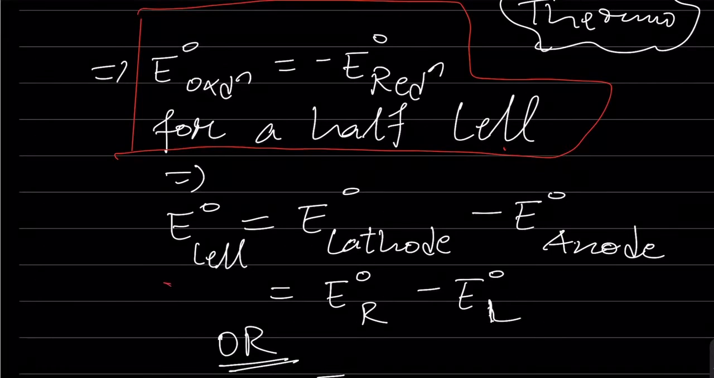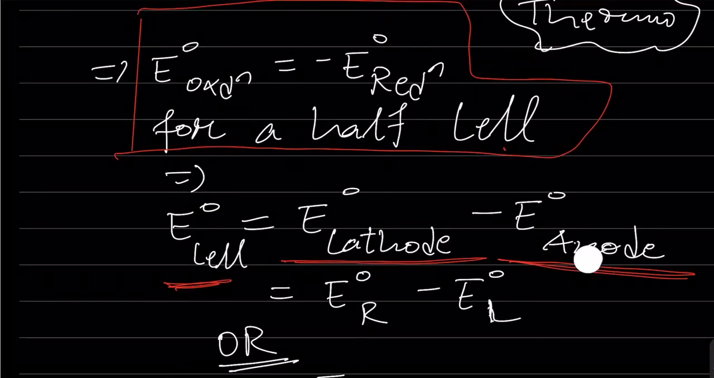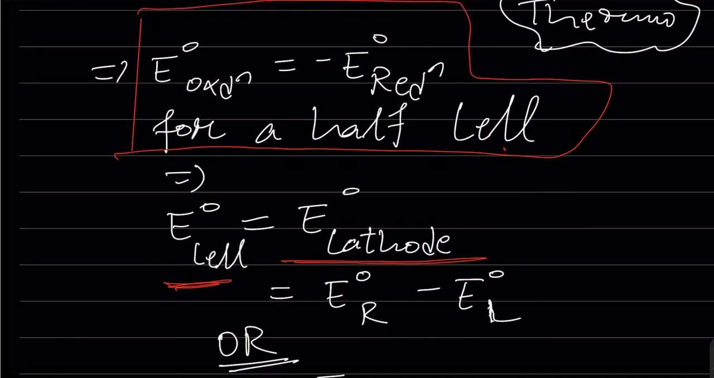So E naught cell, that is standard cell potential, will be E naught cathode minus E naught anode. Cathode means reduction half and anode means oxidation half. But when we write E naught anode, it means we are talking about reduction potential. If we are not interested in writing anode, then write here oxidation and attach plus sign. For example, you are not writing it, I am erasing it. Okay, I have erased it.